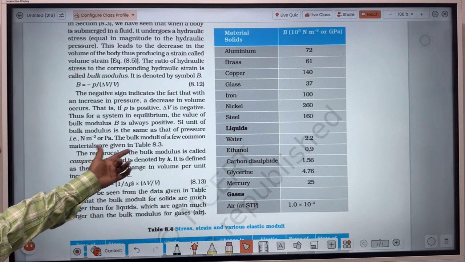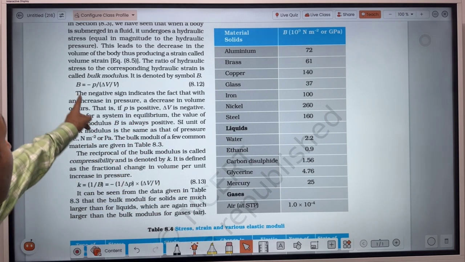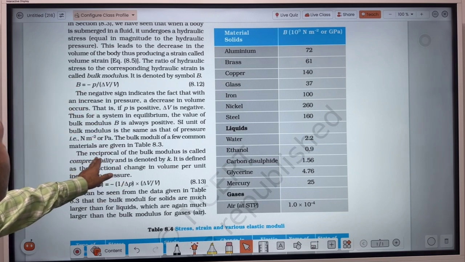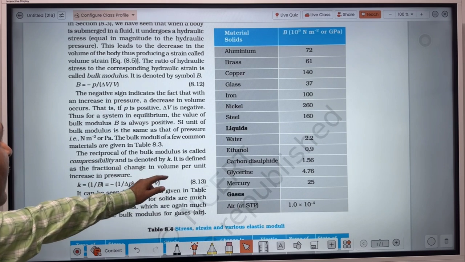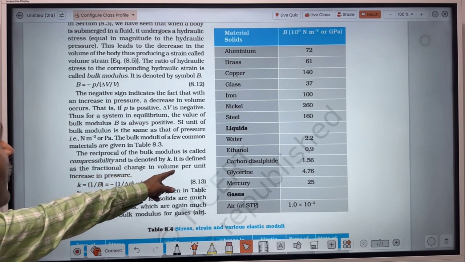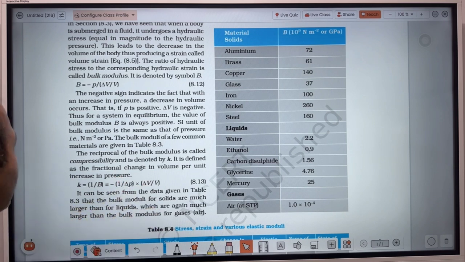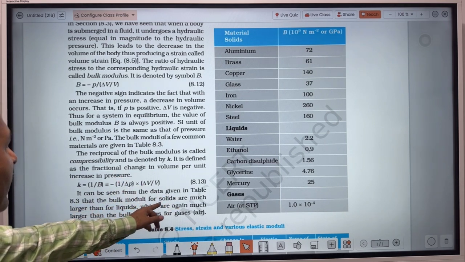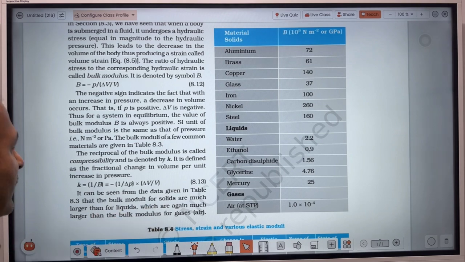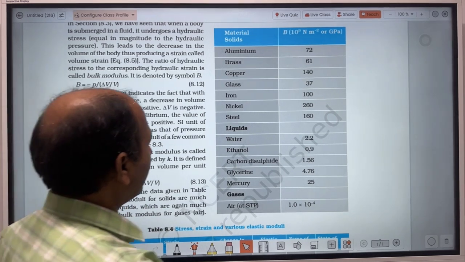The bulk moduli of a few common materials are given in the table that you can see. The reciprocal, as I told you, just inverse it. So the reciprocal of bulk modulus is called compressibility and is denoted by K. It is defined as the fractional change in volume per unit increase in pressure. 1 upon B, we put the values, we get this. It can be seen from the data given in the table that bulk moduli for solids are much larger than the liquids, which are again much larger than bulk modulus for the gases.